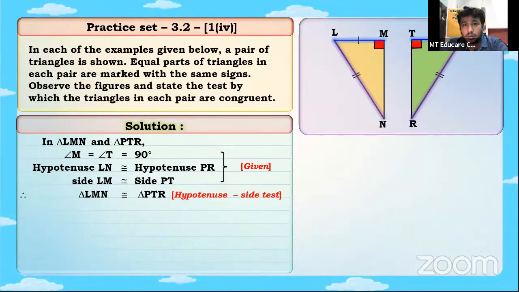Students, practice set 3.2, question number 2. It is a very simple sum which is given in a form of activity. You have to prove triangles congruent, and that also is given in the form of an activity. So practice set 3.2, question number 2 will be your homework.